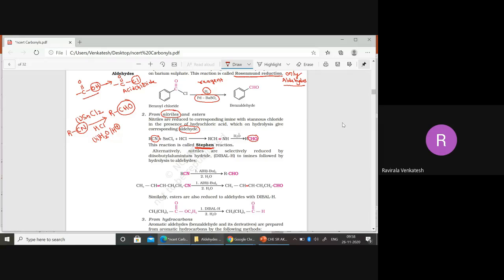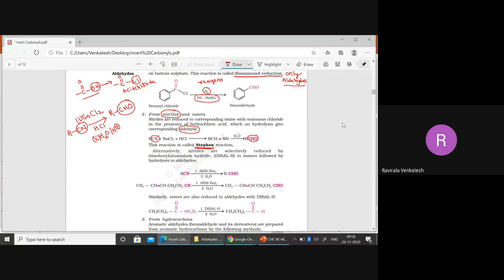Understood here? Now we'll move to the actual mechanism. Generally, nobody asks for the mechanism in examination. You can write directly like this, but you have to put the second step also here. Don't just write HCl and write the aldehyde. You have to go for the second step also, then only we get the product. That is important. We can write like this also, Stephen reaction, no problem. You will get the same marks.